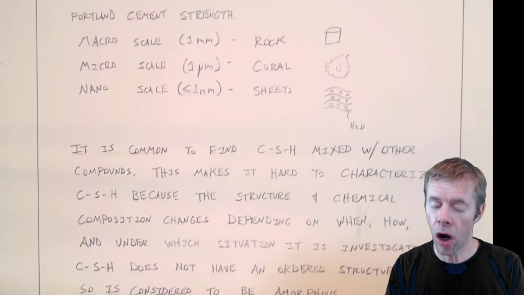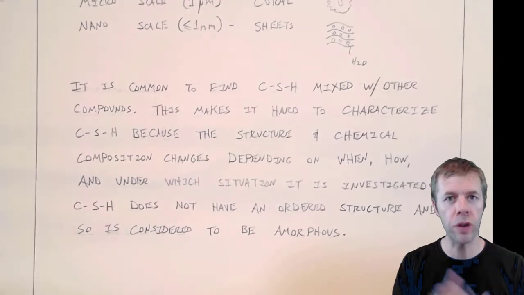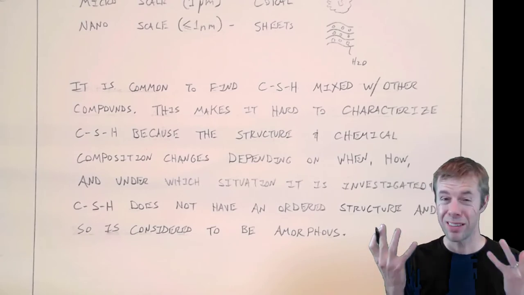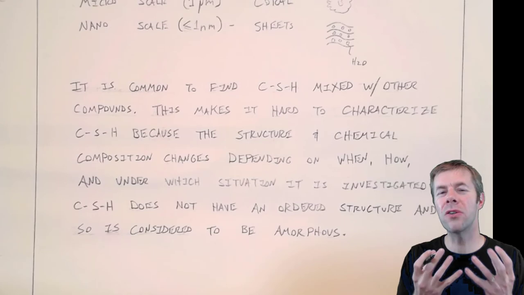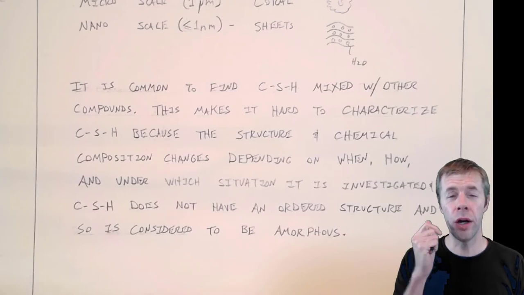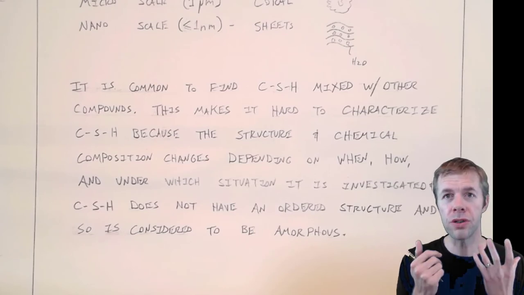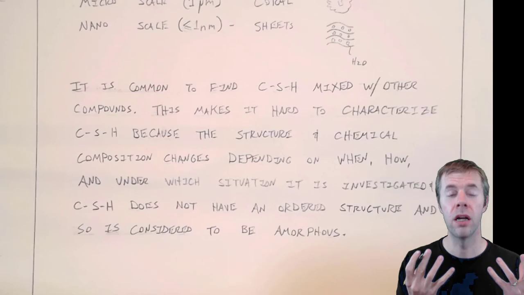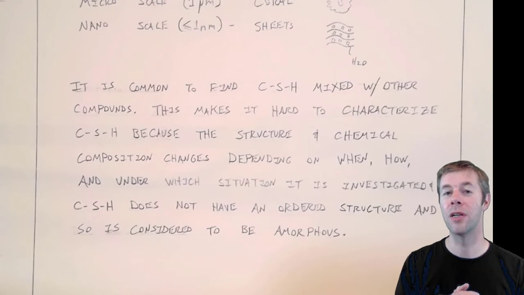Pretty crazy, right? And it's extremely common to find CSH mixed with other compounds. It's just like coral. Think about coral in the ocean. Think about all the other stuff that lives amongst the coral. It's like a living material, right? It's kind of what CSH is like. Because of this, it's kind of hard to characterize. It's kind of hard to understand totally what the structure and the chemical composition looks like because it changes. Depending on when it's formed, when you're measuring it, how it's formed, how you're measuring it, and under which situation it's being looked at. For example, are we talking about brand new concrete? Are we talking about distressed concrete? It's a living creature, this CSH. It's always changing. So it's kind of hard to pin down, but it's really important.